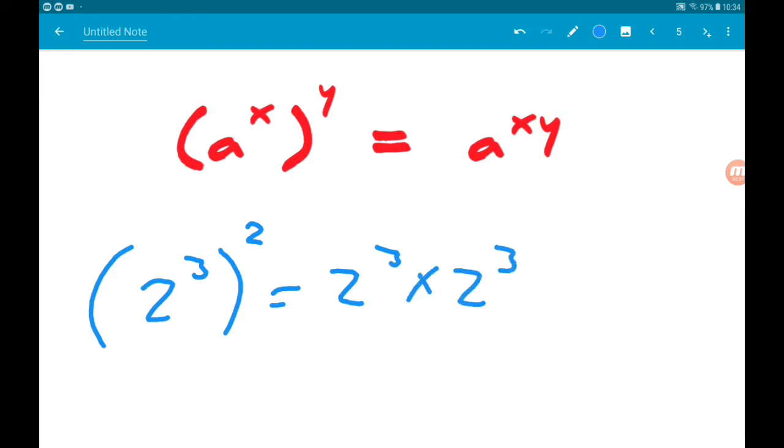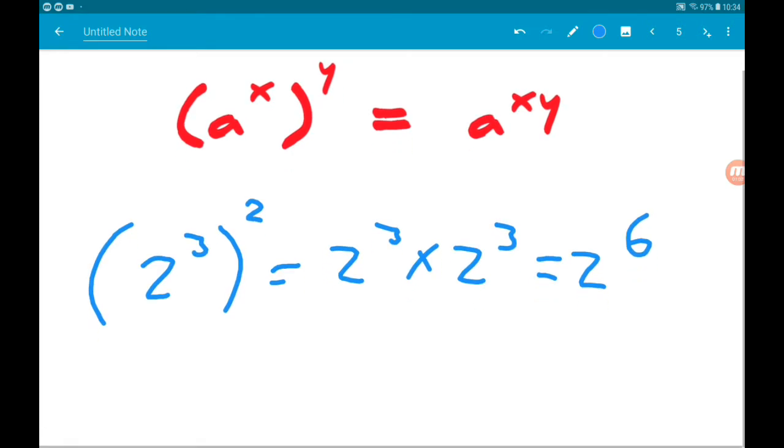And then we know by the first rule that we just add the powers, it's 2 to the power 6. So that's how this rule works. You don't need to bother doing that middle step. It's just to show you where it comes from.